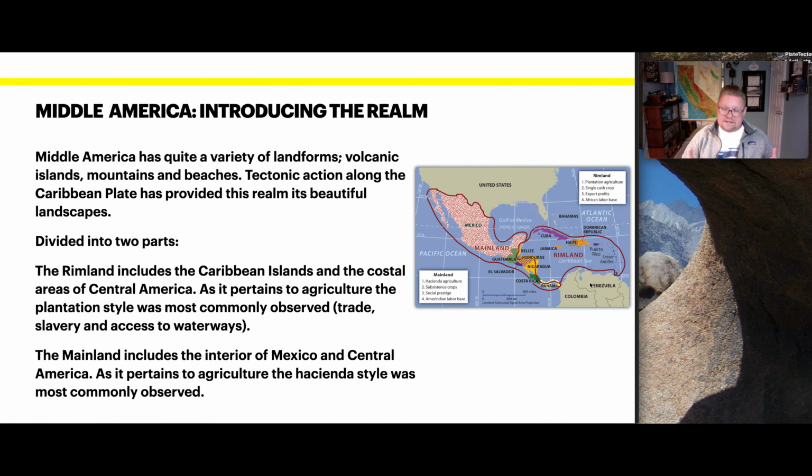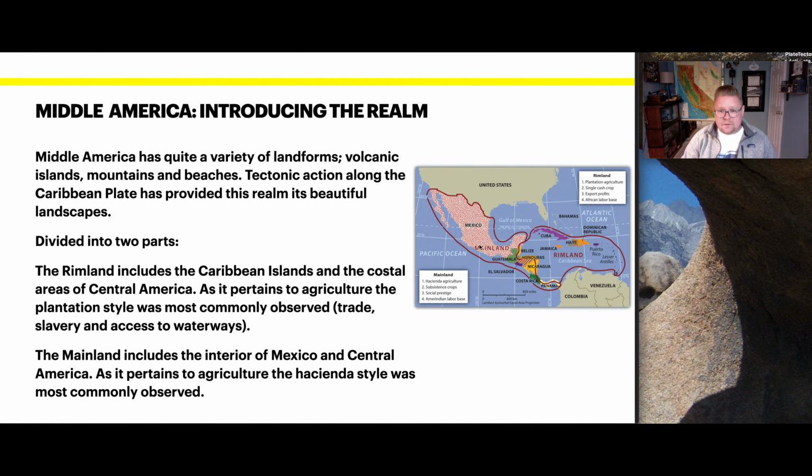As it pertains to agriculture, it was really the dominant source of income and survival in these areas. The plantation style was what was observed. This was due to the excessive amount of trade, because you have access to waterways, but also because since you had access to waterways, many different regions got involved in slavery.